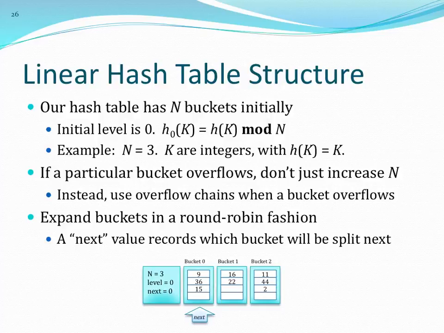So we have some next value. This is what I wanted to point out. We have next equals 0, and that says when I need to expand a hash table, this is the bucket that I need to split next.